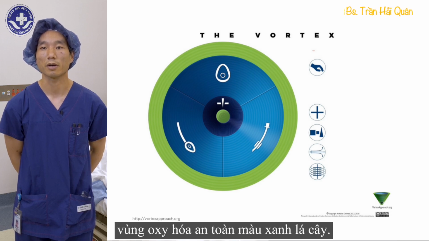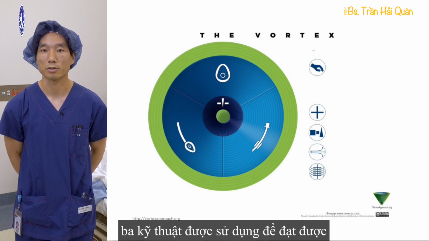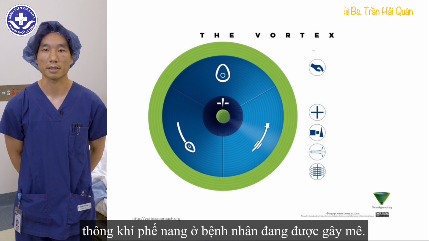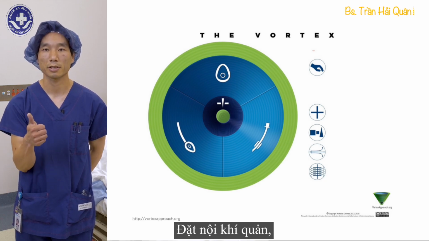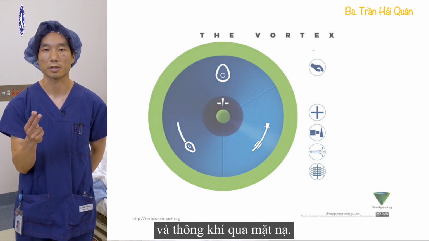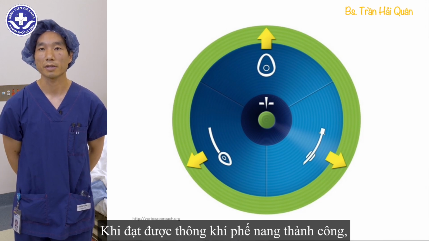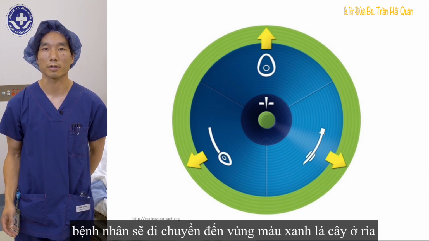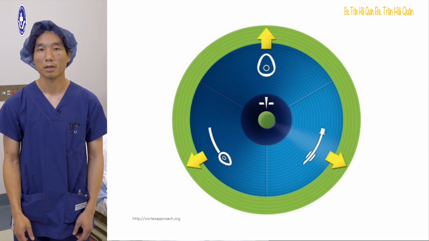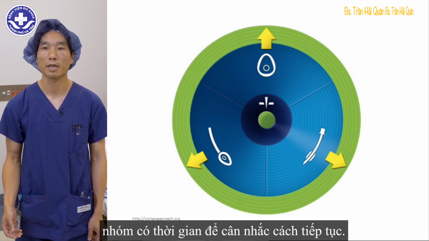zone of safe oxygenation. It features the 3 techniques used to achieve alveolar ventilation in a patient who is undergoing anaesthesia: endotracheal intubation, laryngeal mask airway, and face mask ventilation. When successful alveolar ventilation is achieved, the patient moves to the green zone at the edge, which is safe oxygenation. When we are in the green zone, the team has time to consider how to proceed.